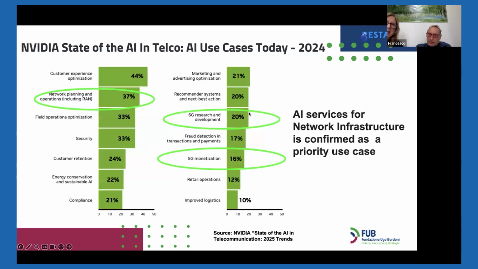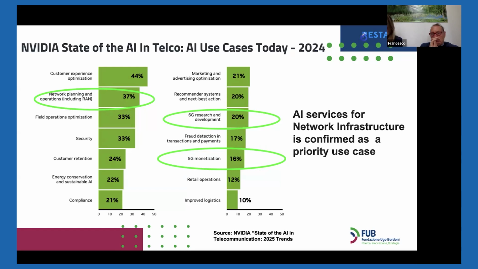And the next slide is just a perspective from a field actor. This is the latest, third annual edition of the NVIDIA report on the state of AI adoption in the telco world. They interviewed more than 400 professionals. We can see that the top investment priority for AI is still customer experience optimization, at about 44%. But network planning and operation, including AI in the RAN architecture, is the second most cited investment, around 37%.